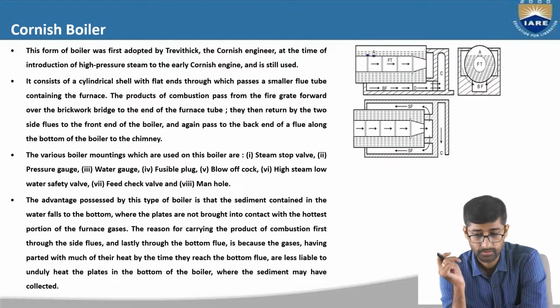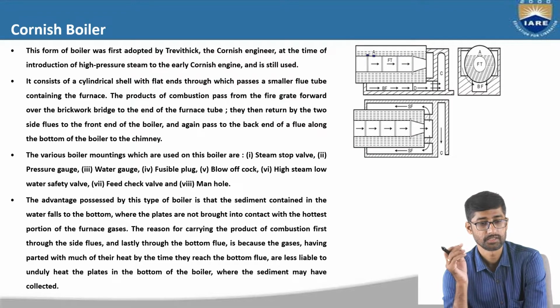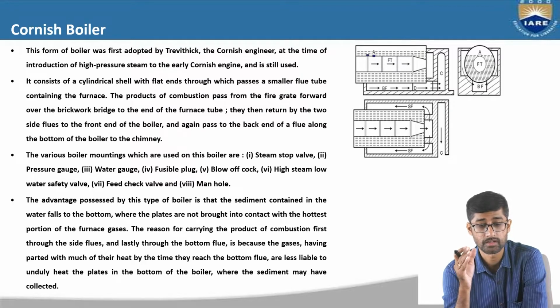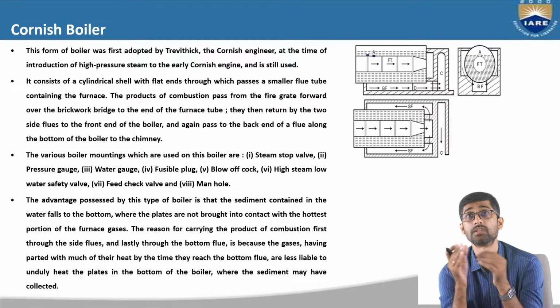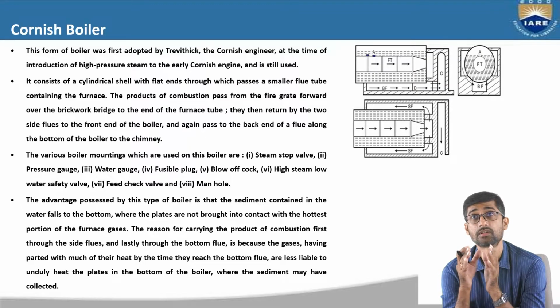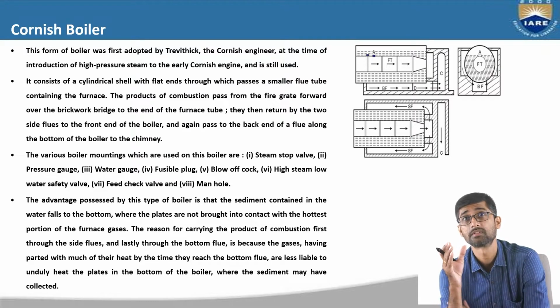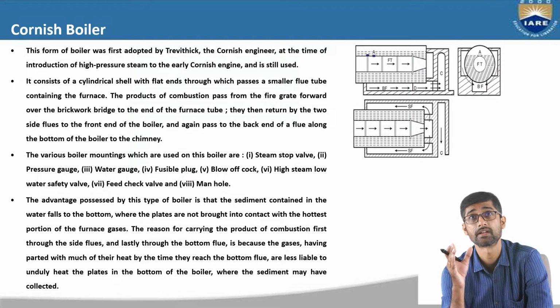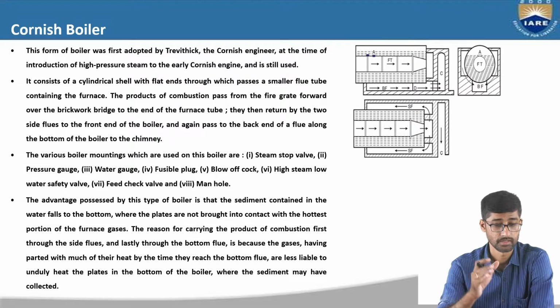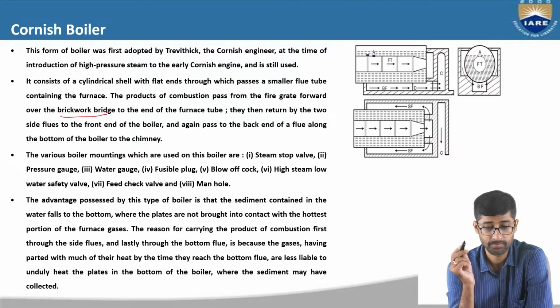Next, Cornish boilers. This boiler was first adopted by a Cornish engineer named Trevithick, right? At the time of introduction of high pressure steam to the early Cornish engine, and it is still used. It consists of a cylindrical shell with flat ends through which passes a small flue tube containing the furnace. The products of combustion pass from the fire grate forward over the firebrick bridge to the end of the furnace tubes.